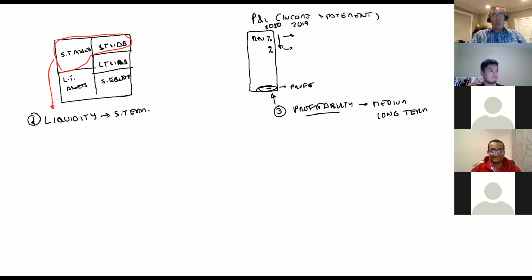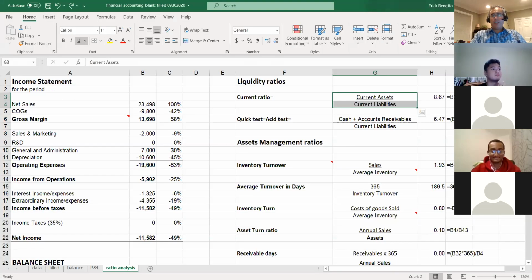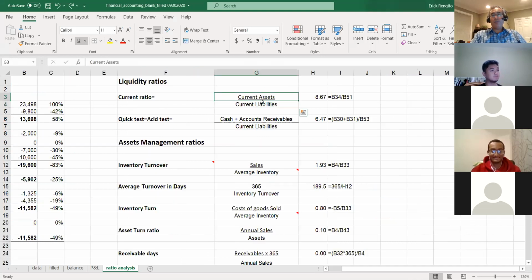Okay, so let's take a look at a couple of them. A couple of them, guys, are these ones: liquidity ratios, the current ratio and the quick test or acid test.